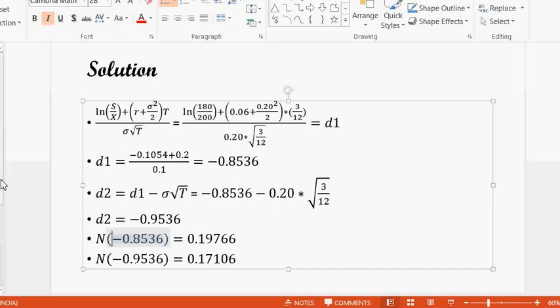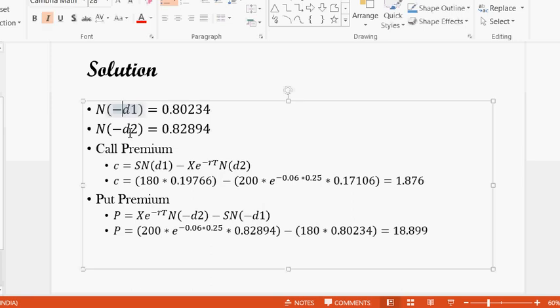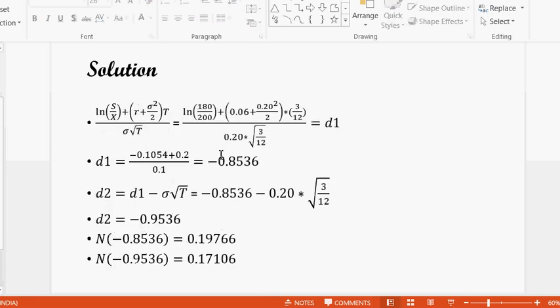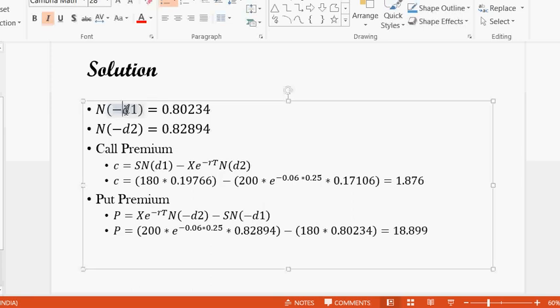The next thing that I'm going to do is calculate the call option premium. Before calculating the call option premium, I'm also trying to find the value of n of minus d1 and n of minus d2. Since the values of d1 and d2 are already negative, where we have calculated d1 and d2, in this formula, when we calculate n of minus d1, minus of minus would become plus. So effectively the value you look up is just 0.8536.